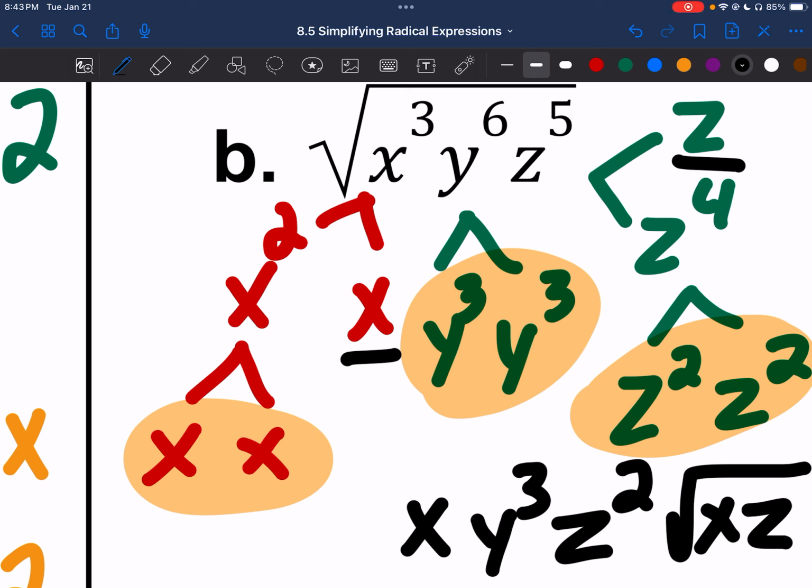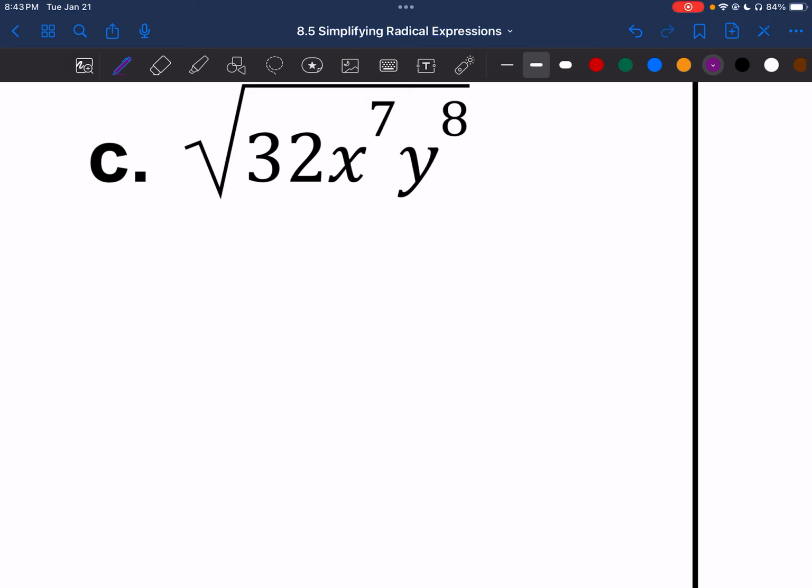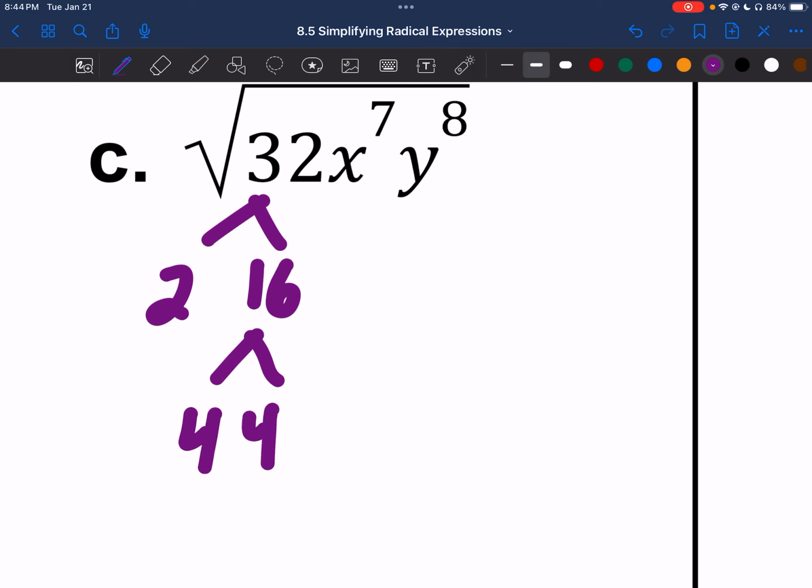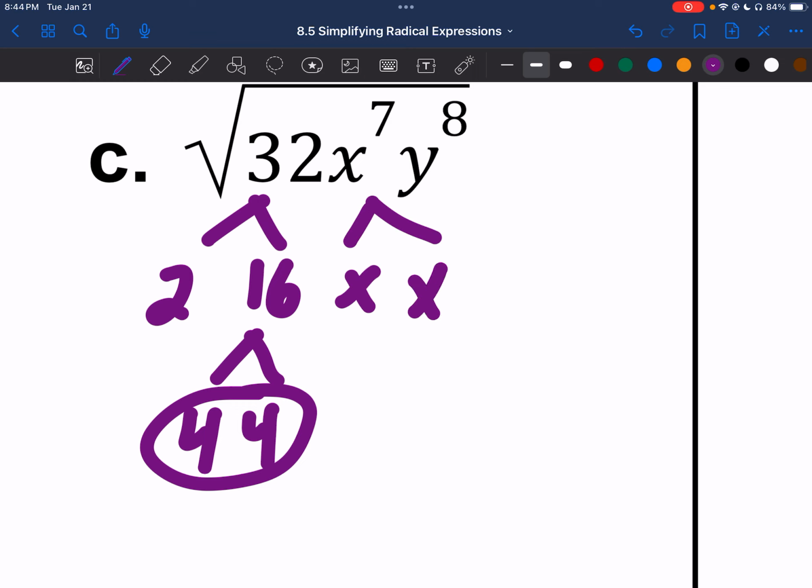All right, letter C. Letter C, we've got the square root of 32 x to the 7th y to the 8th. Now we have an expression that's not just variables or numbers, it's variables and numbers. We follow the exact same process. 32 divided by 2 is 16. 16 breaks into 4 and 4. There's my first perfect square factor. x to the 7th, we're going to do an x and an x to the 6th. x to the 6th breaks into x to the 3rd, x to the 3rd.